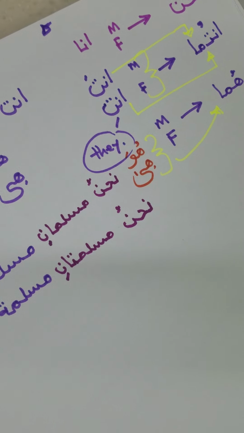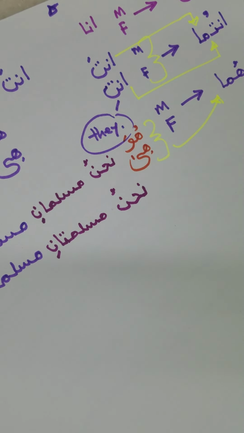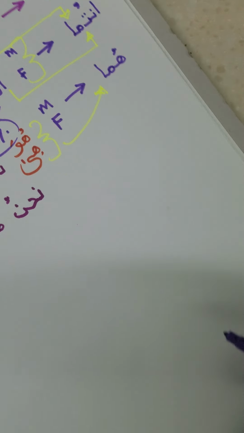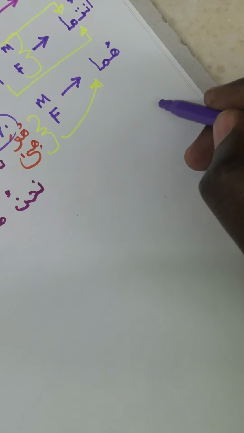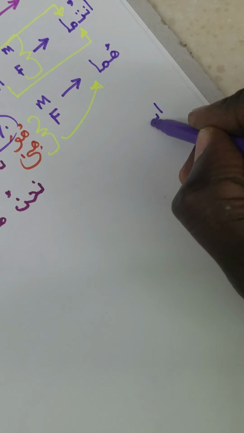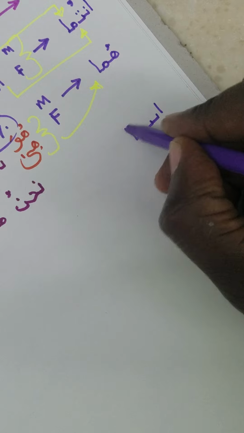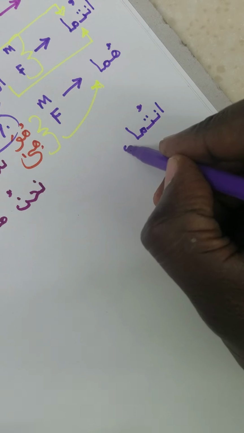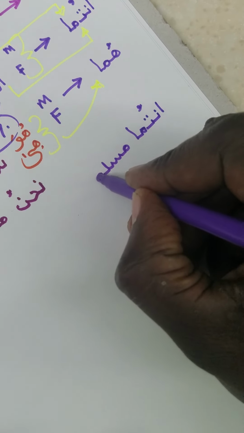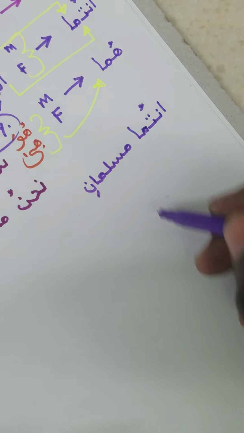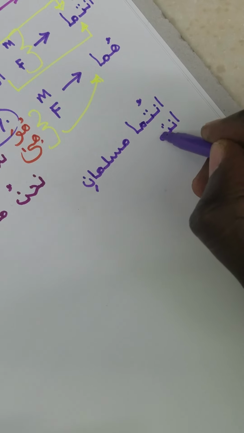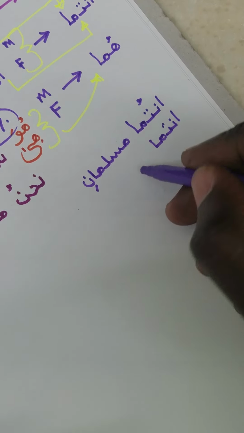I think we can get another example. Now we're saying, you are two Muslims. You will simply put Antuma Muslimani, or Antuma Muslimatan.